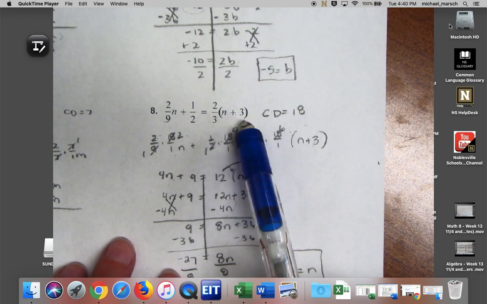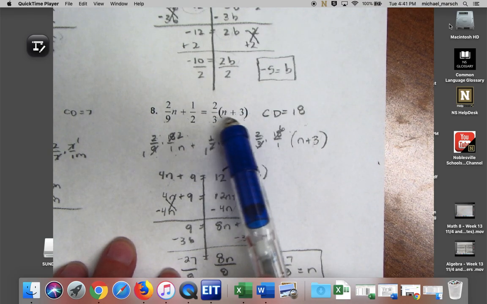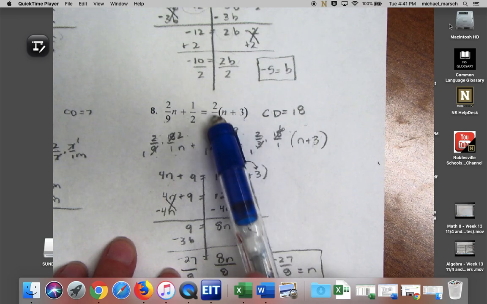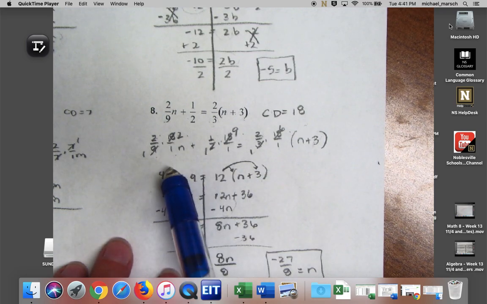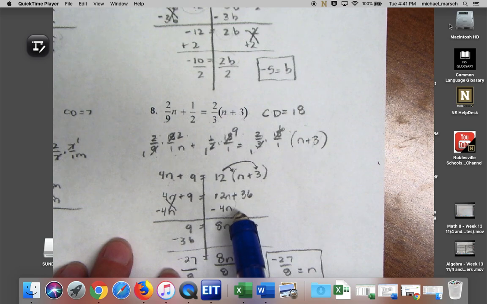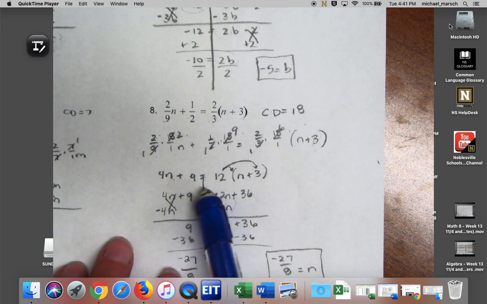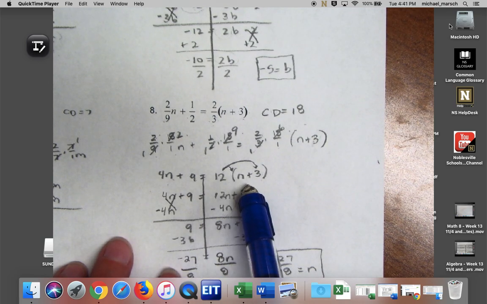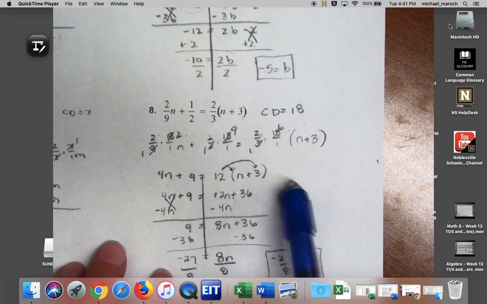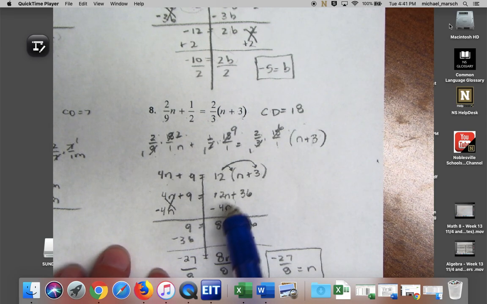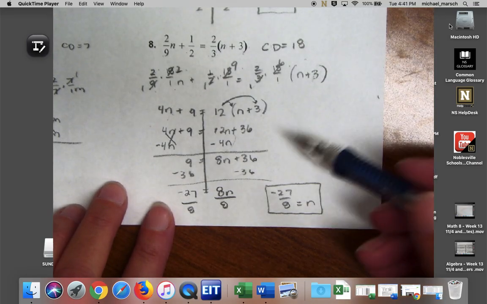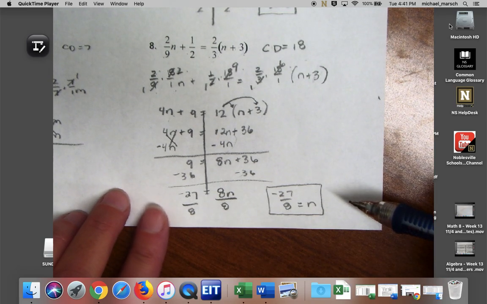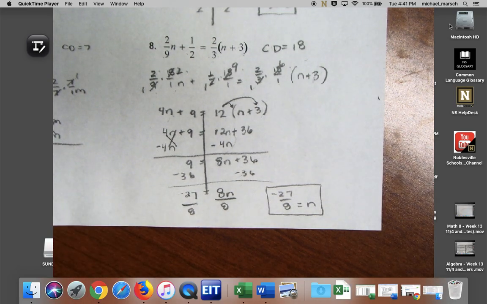If you watched the video yesterday and took those extra notes, you would know that this is off limits. You can't do anything with this n plus 3 until your fractions are cleared. Then you can distribute to it. So I multiplied everything except my parentheses by 18. I ended up with 4n plus 9 equals 12 times the quantity n plus 3. Then I distribute the 12, rearrange my variables on both sides, get my two-stepper, and then I get this really ugly answer.